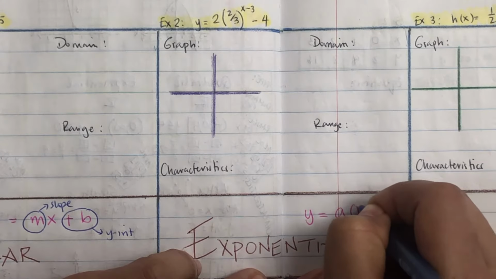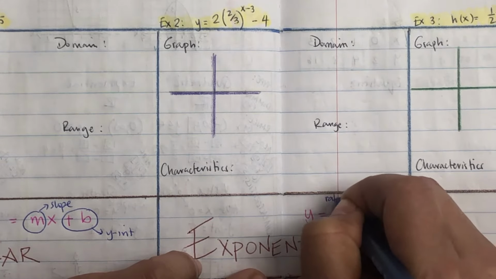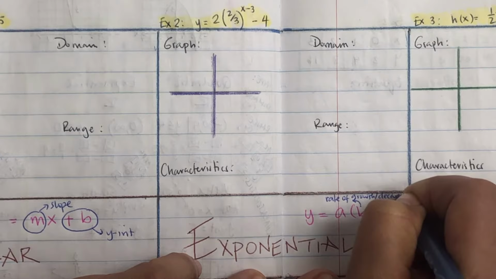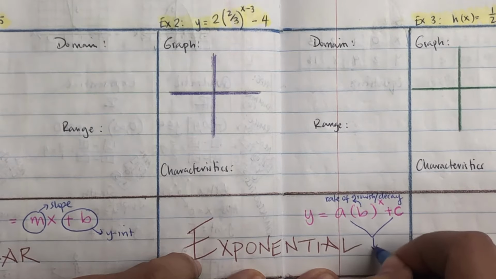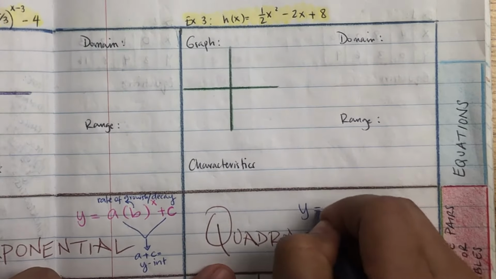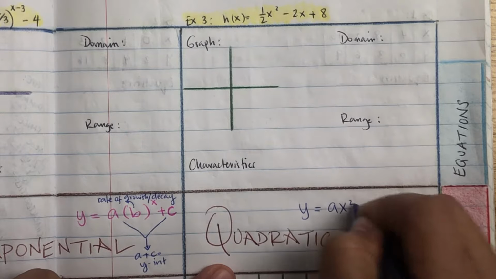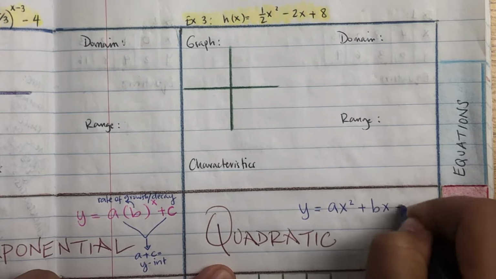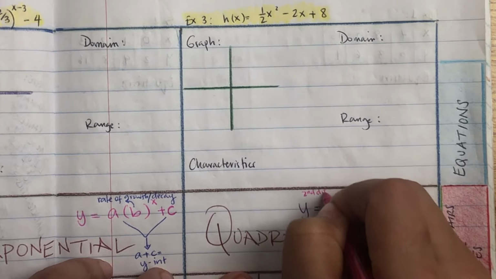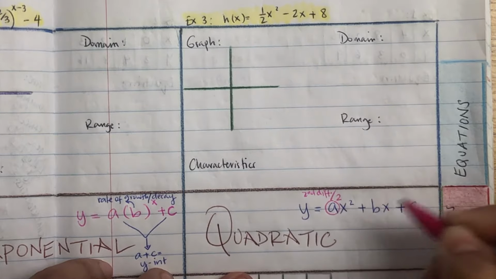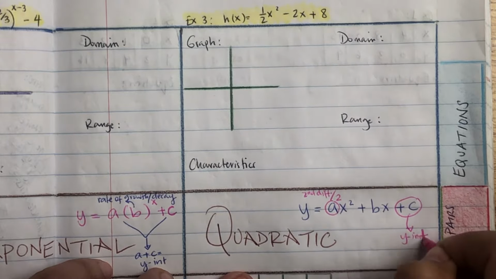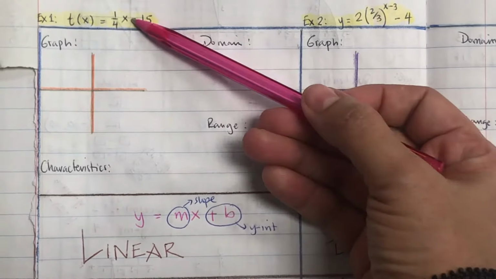B is your rate of growth or decay. And then a plus c is your y-intercept. For quadratic, y equals ax squared plus bx plus c. A right here is the second difference divided by 2, and c is your y-intercept. All right, so how do you graph a linear equation?